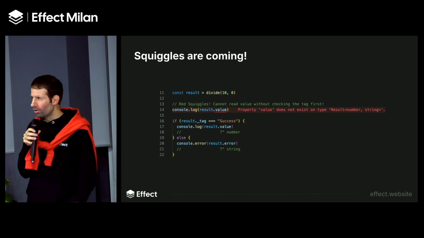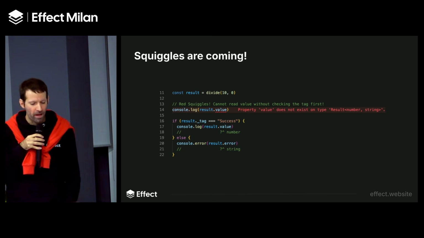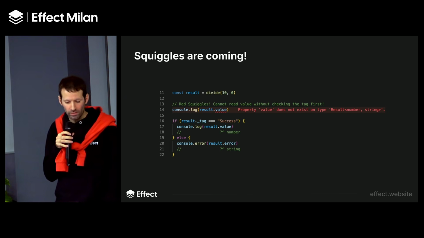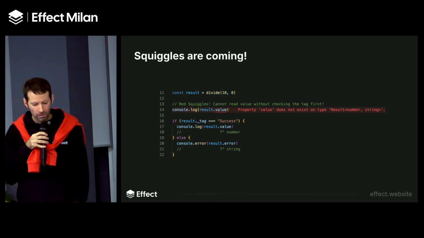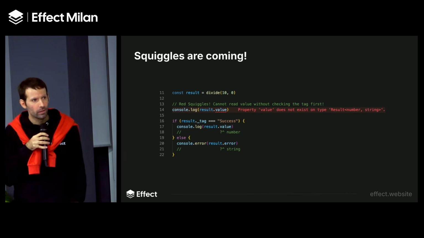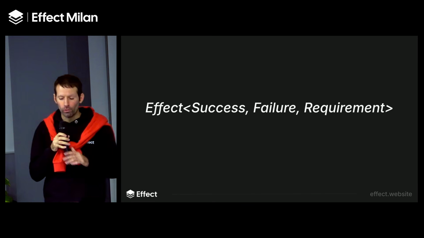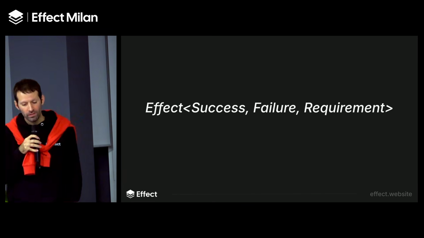But there is another, mostly a more important part of that. If we look at the happy path of the success, yes, we get the correct type. But the most important part is that now the failure path is correctly typed. And this is exactly one of the core ideas that Effect brings to TypeScript.